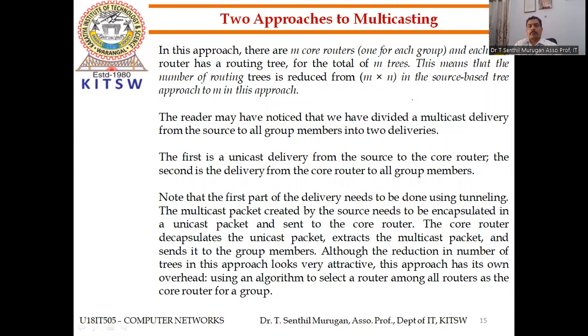So in this approach, what happened? There are m core routers, and each core router has a routing tree. So in total there are m trees. That means the number of routing trees is reduced from m cross n, which is needed in source based routing, to m. So here directly m routers with m trees, whereas in the source based approach there are m groups and n sources, m into n trees. So this is the better part compared with the source based. Okay.